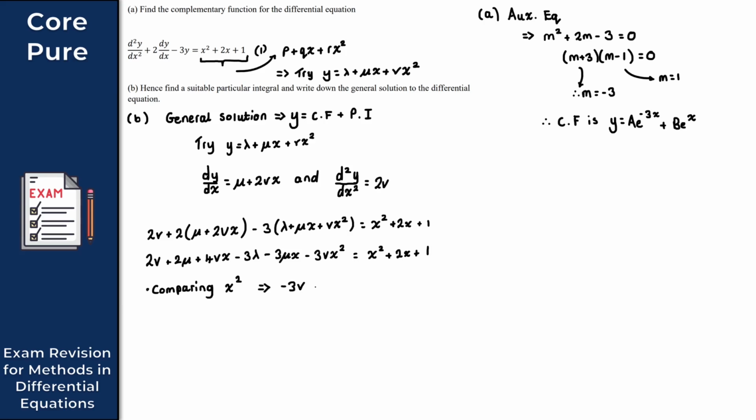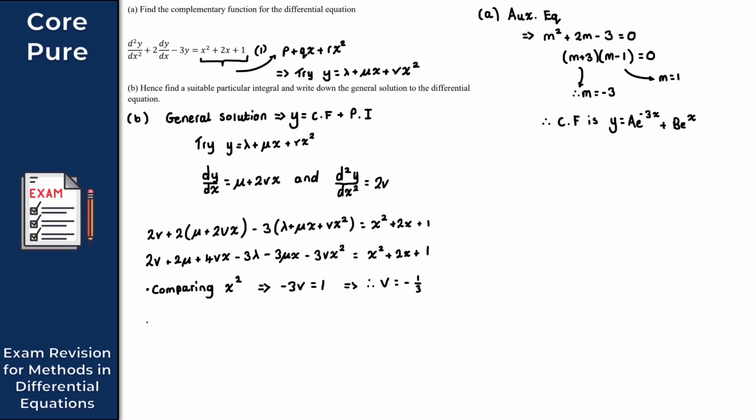So minus 3 nu here is equal to 1. The coefficient of x squared on the right-hand side is simply 1. At this point, let's just solve for nu. As we can see, nu is equal to minus 1 over 3. Now let's move on.